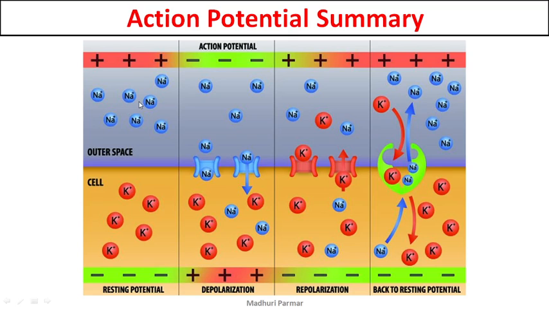Chalo, a very brief summary of this nerve impulse conduction, or of the action potential. Your resting membrane: the membrane is at rest. That means outside there is more sodium, inside there is more potassium. Outside is positive, inside is negative. This is called resting membrane potential, which is -70.